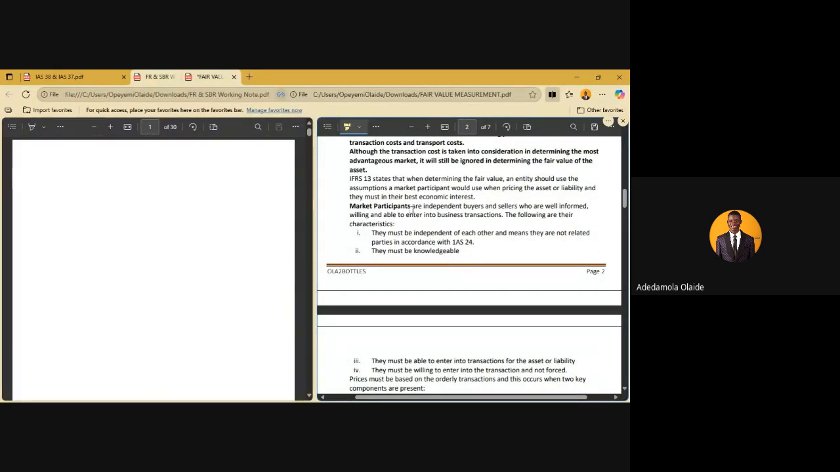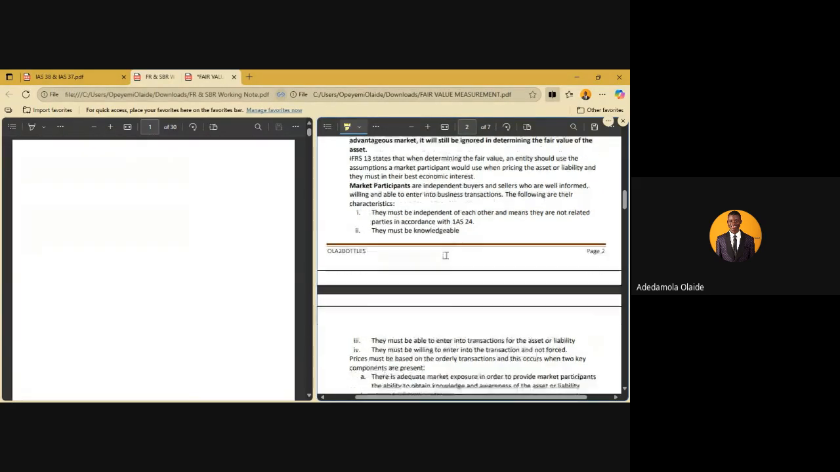Like I said, market participants are independent buyers and sellers who are well informed and willing and able to enter into a business transaction. Their characteristics are: one, they are independent of each other, that is, they are not related, no influence whatsoever. Two, they must be knowledgeable; you must have knowledge about the market. Number three is that they have the capacity to enter into transactions for the asset or liability.